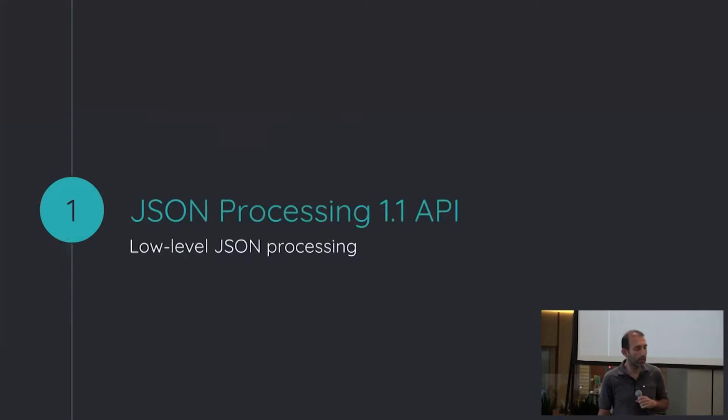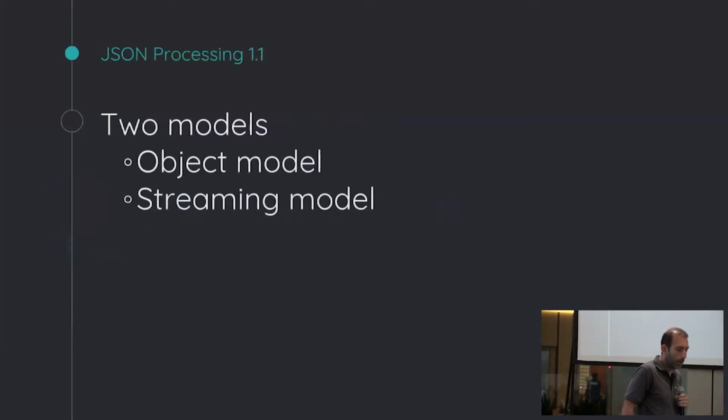So let's first start with the JSON Processing API 1.1. Let's start with a quick reminder of the two models for processing JSON, the object model and the streaming model. Both the streaming and the object model can generate JSON data and output a stream, such as a flat file for offline processing and storage.